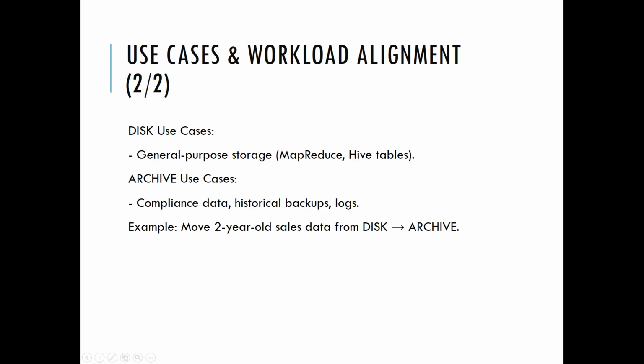For general-purpose workloads, disk storage remains the go-to option. It's well suited for large-scale data processing with MapReduce and for hosting structured data in Hive tables. On the other hand, archive storage is ideal for datasets that must be retained but are rarely accessed, such as compliance data, audit logs, or historical backups. A common example is moving sales data that is more than 2 years old from disk to archive. This transition frees up active storage and reduces overall costs.